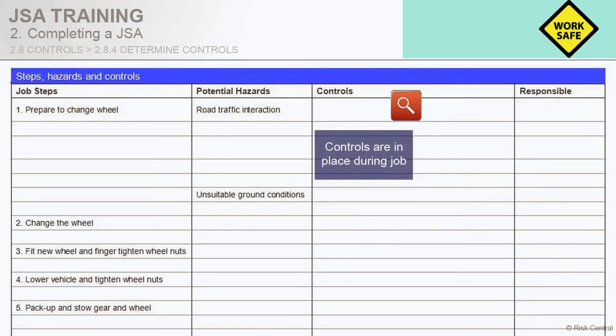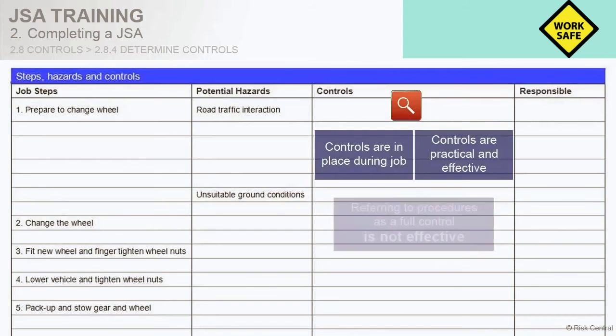All controls documented in the JSA must be in place at all times while the job is being performed. All controls must be practical, realistic, and effective in controlling the hazards. The blanket use of referring to procedures or other documents as a control in any job step is not effective and could indicate that the JSA has not been thoroughly completed. However, it is appropriate to refer to procedures or other documents as part of a control.